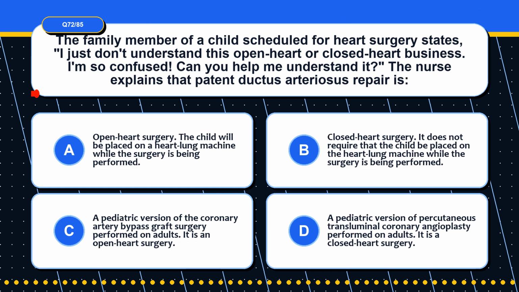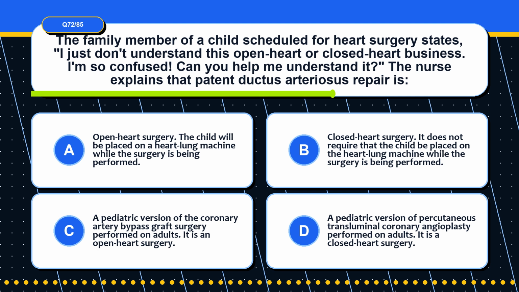Question 72. The family member of a child scheduled for heart surgery states, "I just don't understand this open heart or closed heart business. I'm so confused. Can you help me understand it?" The nurse explains that patent ductus arteriosus repair is, here are the options. Option A. Open heart surgery. The child will be placed on a heart-lung machine while the surgery is being performed. Option B. Closed heart surgery. It does not require that the child be placed on the heart-lung machine while the surgery is being performed.